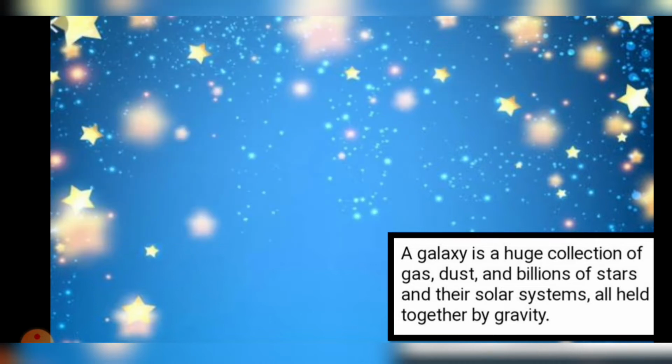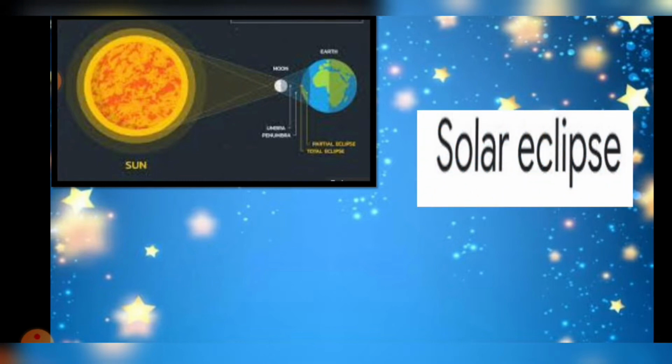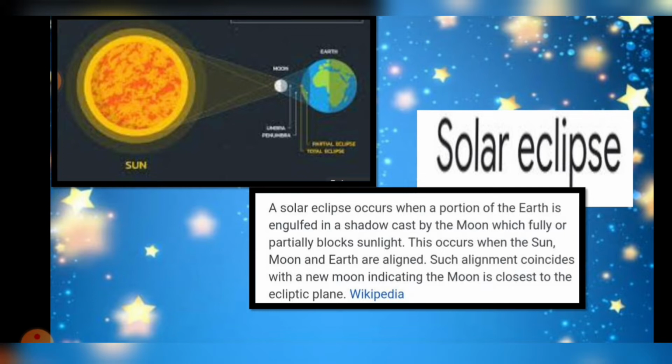Next we move on to this is a solar eclipse. And here you see the picture. When does a solar eclipse actually occur? Okay, let's read about it and see the diagram. A solar eclipse occurs when a portion of the earth is engulfed in a shadow cast by the moon which fully or partially blocks sunlight. This occurs when the sun, moon and earth are aligned. Such alignment coincides with a new moon, indicating the moon is closest to the elliptic plane.